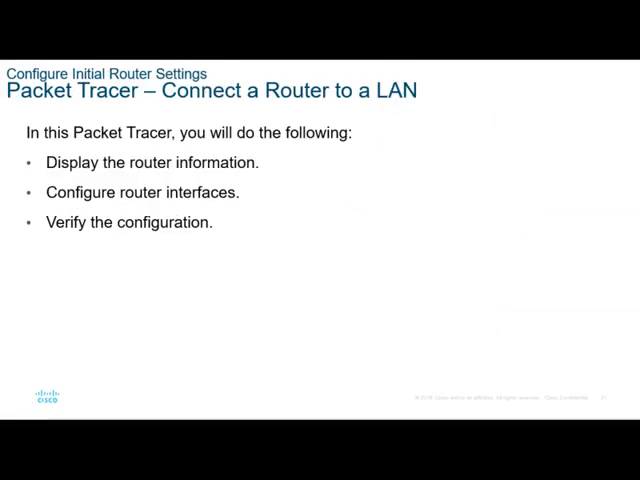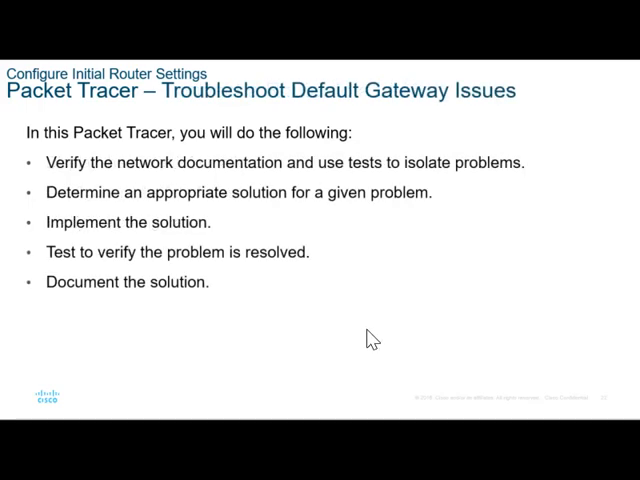So we have the Packet Tracer activity to connect the router to the LAN, display the router information, configure the router interface, then verify configurations. This is also the Packet Tracer activity to troubleshoot default gateway issues, where you're going to verify the network documentation and use tests to isolate the problem, determine an appropriate solution for a given problem, then implement the solution, and test to verify that the problem is resolved. After that, document whatever you have done.